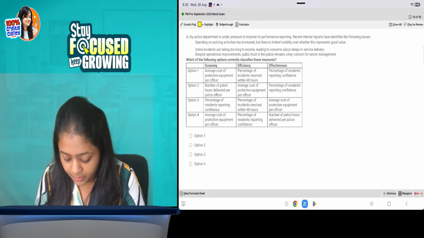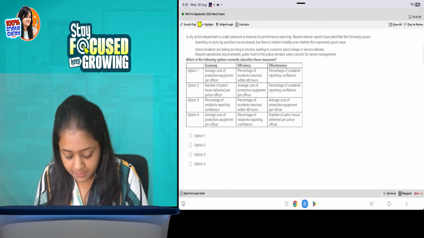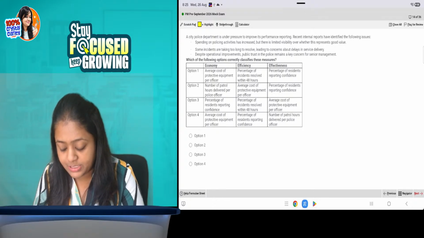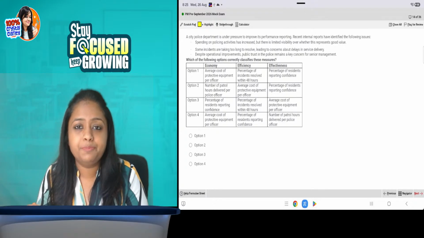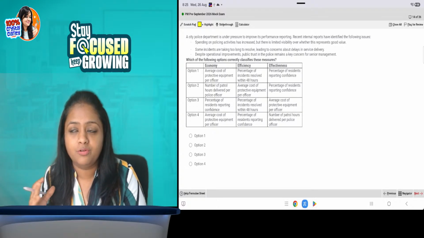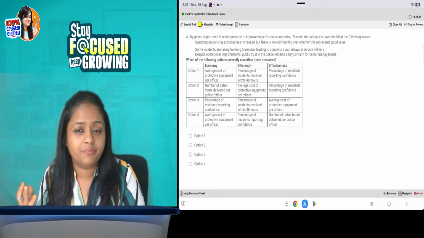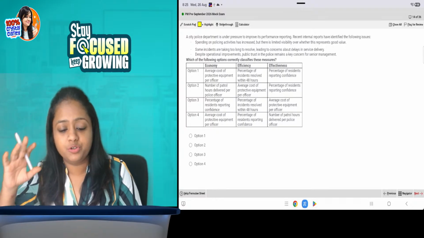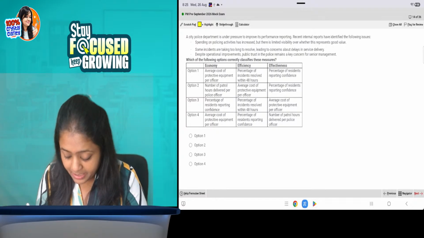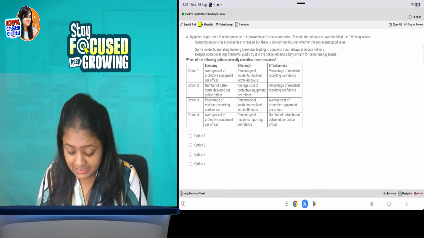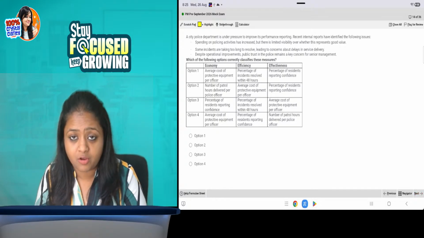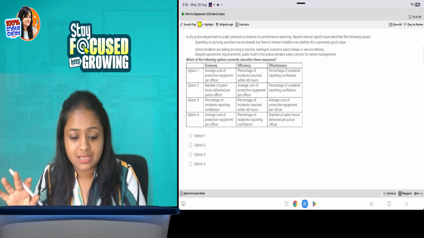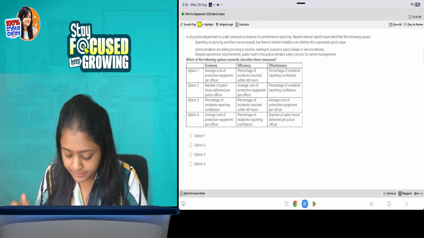Okay, let's select now. A city police department is under pressure to improve its performance rating. City police department, that's a not-for-profit organization, so the performance measures apply here, right? So this point should also be clicking in your mind. Yes, here I can see the headings: the 3 E's, economy, efficiency and effectiveness. So accordingly, we will select the option.